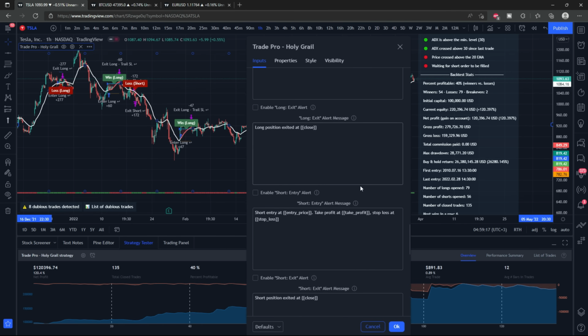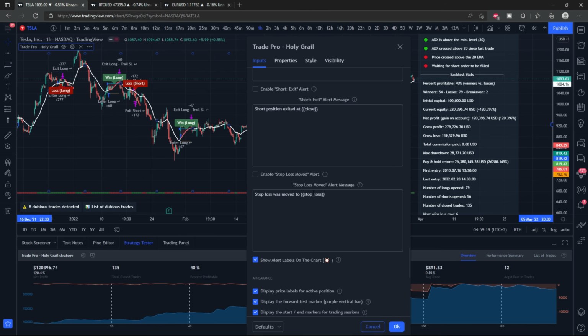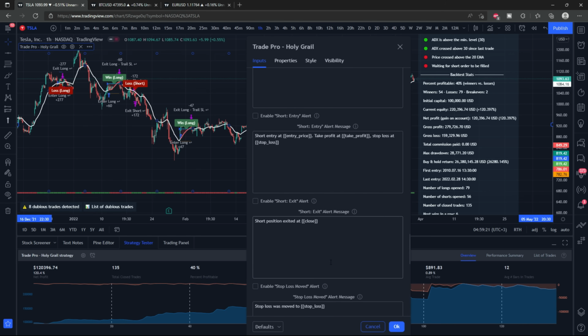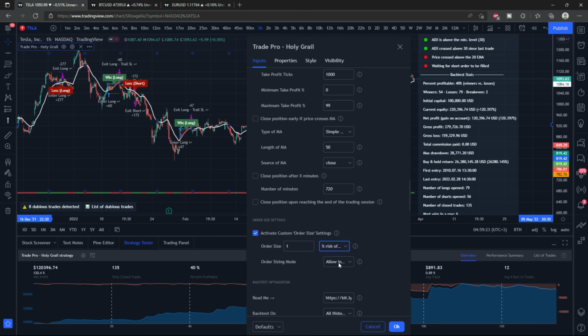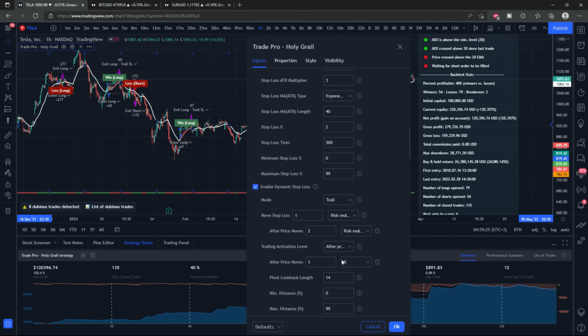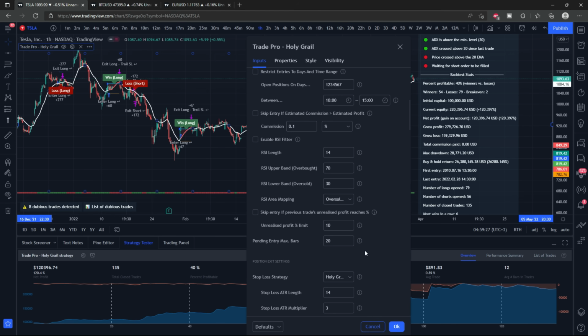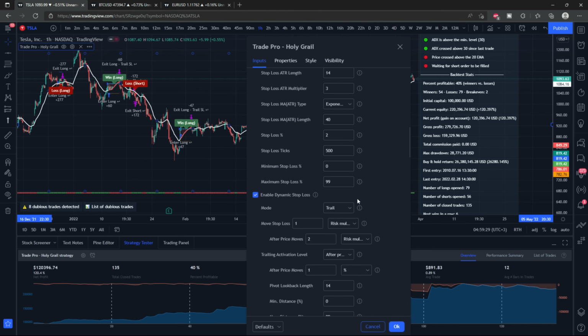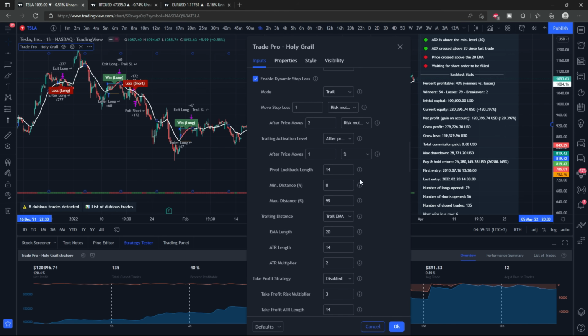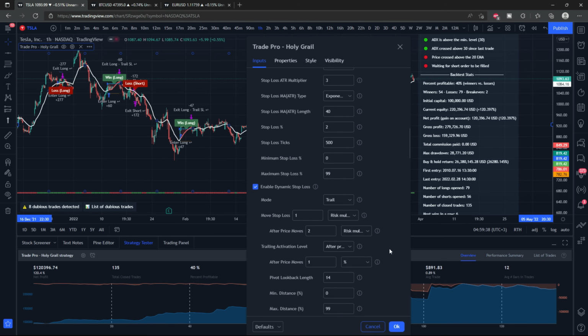And then down below, we have some of the alert messages and ways to set up alerts and automation for the trading script. So that pretty much concludes going through all the settings here. The dynamic stop loss section is really cool and something that was recently added to the script. So loving this section, just how versatile it is.